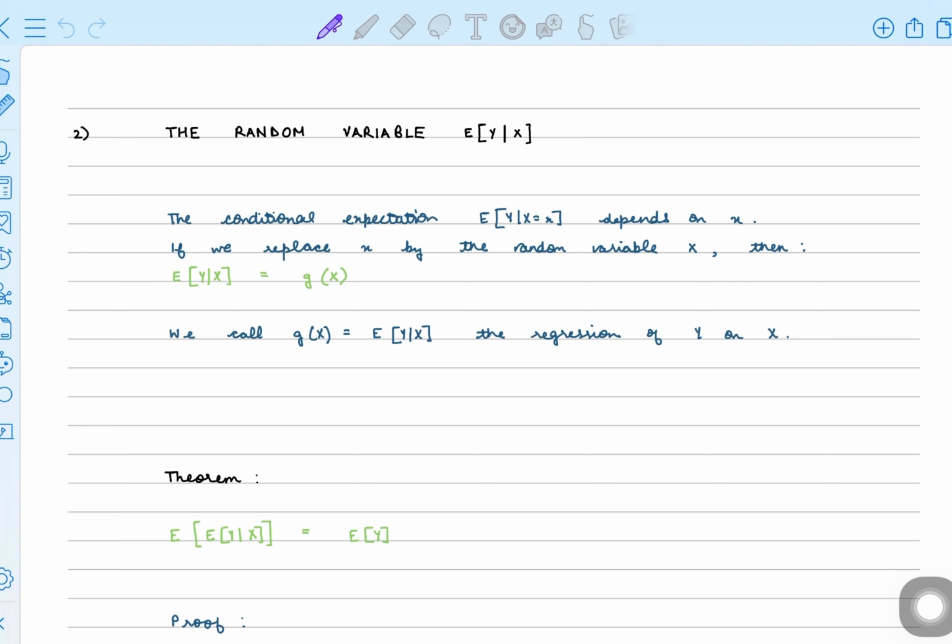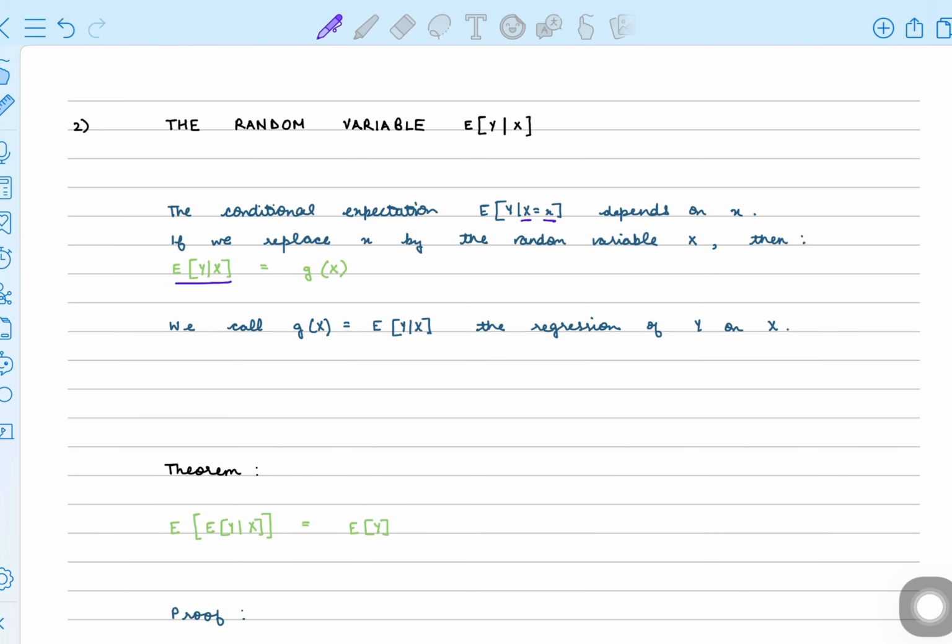So far, we've been studying the case where the expectation of the random variable y given the random variable x is equal to small x, where small x is a fixed value. Now suppose we don't replace our random variable x by a particular value. Instead, we leave it as the random variable itself. This gives us the expectation of the random variable y given the random variable x as is. Since x is a random variable, the conditional expectation also becomes a random variable.